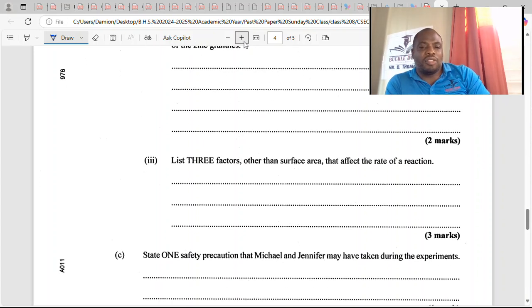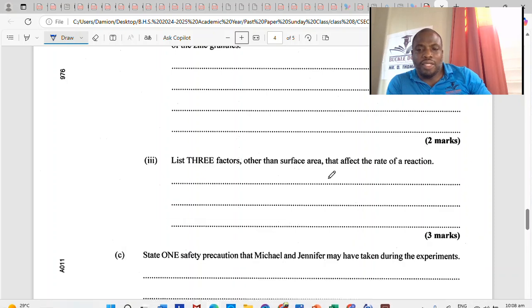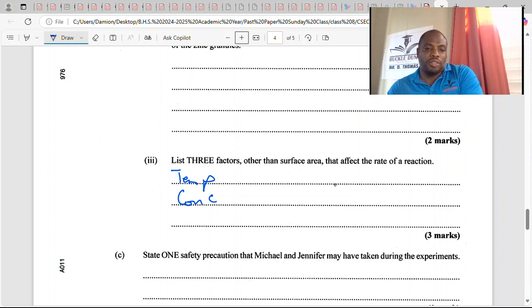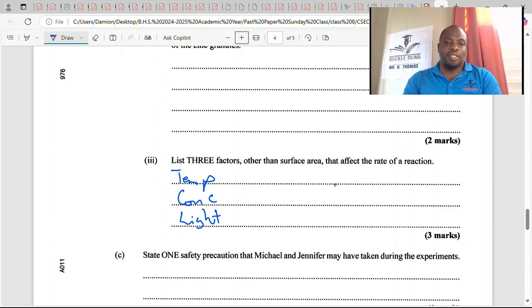List 3 factors other than surface area that affect the rate of reaction. I know it's after 10, I'm just trying to complete. 3 factors other than surface area. What did we say? Temperature, concentration, light, what else? Pressure. Pressure.